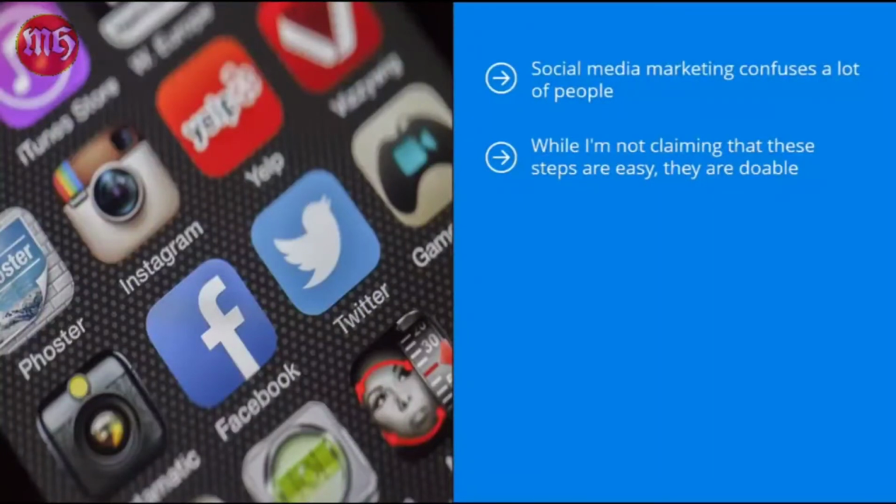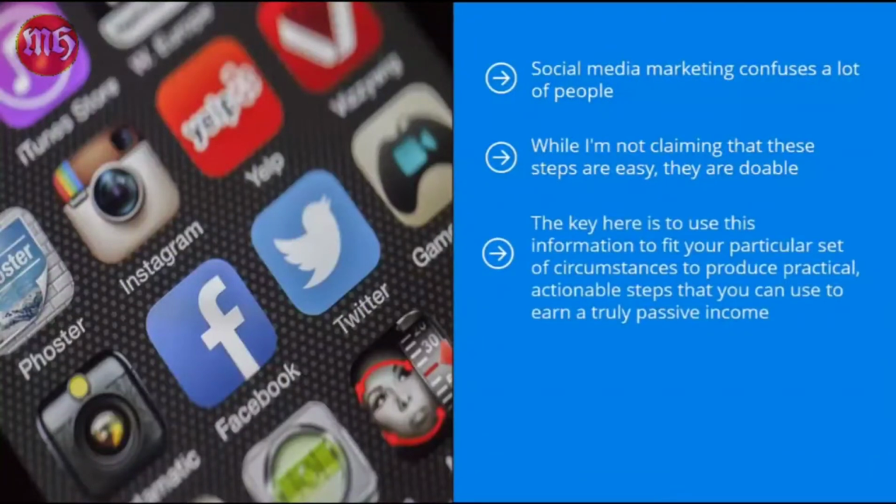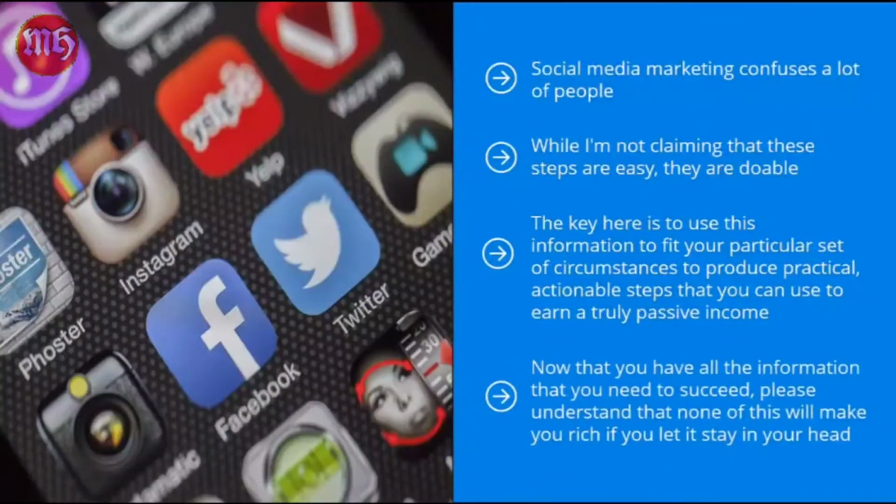You need to conduct experiments and focus on what works. The key here is to use this information to fit your particular set of circumstances, to produce practical, actionable steps that you can use to earn a truly passive income. Don't move one step ahead until you've mastered the previous step. Now that you have all the information that you need to succeed, please understand that none of this will make you rich if you let it stay in your head.